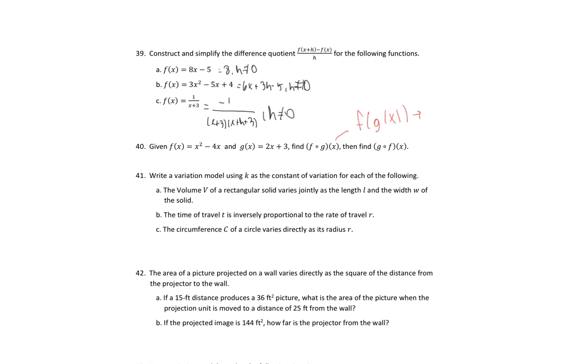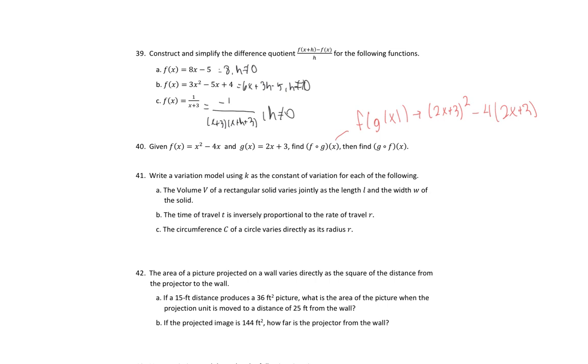So my f of x is x squared minus 4x. So instead of x squared, it'll be g of x squared, so (2x plus 3) squared minus 4. And instead of x, I put my g of x again. And now I just need to simplify.